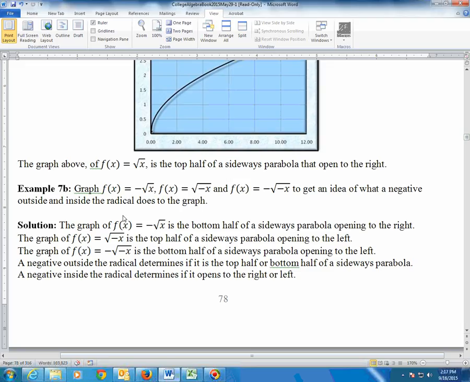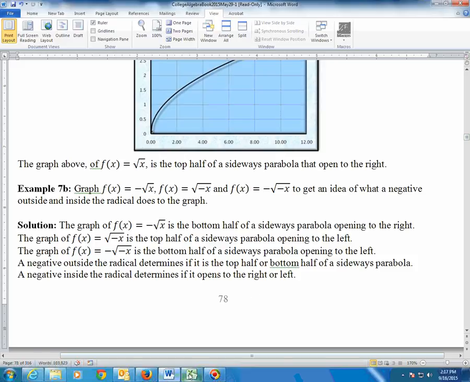So in general, you can use Excel to help you remember this, but this would be the top half of a sideways parabola opening to the right. This would be the bottom half of a sideways parabola opening to the right. So the sign outside tells you whether it's the top half or bottom half. The sign on the inside tells you whether it's opening to the right or to the left. So this negative here means to the left. This right here means it's the bottom half of a sideways parabola, because it's negative square root, opening to the left, and that's what that one would be right there.